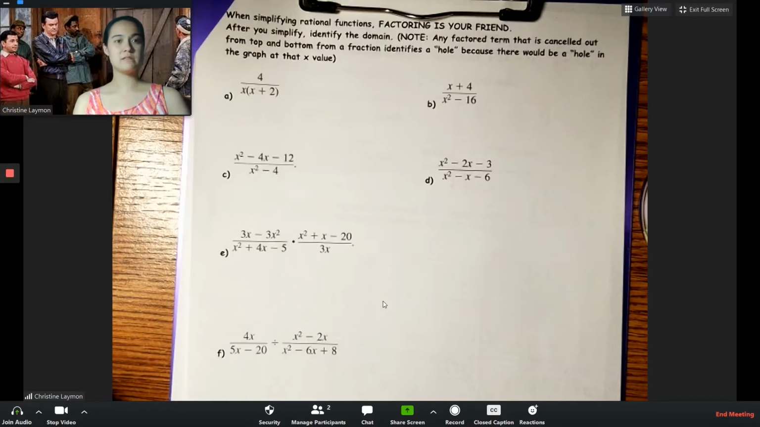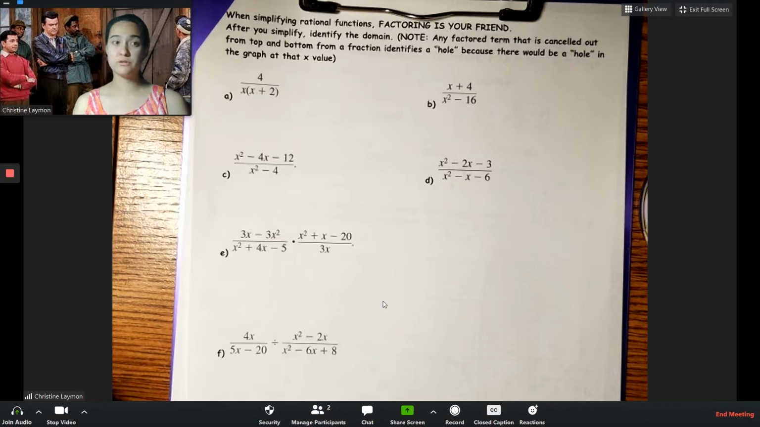Okay, so in the last video, I had some examples of graphing rational functions. Now, I just want you to practice simplifying them, and I'll show a graph afterwards just to get an idea of what this thing looks like. So, when you're trying to simplify rational functions, factoring is your friend.